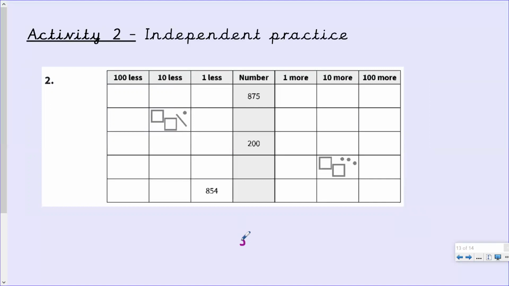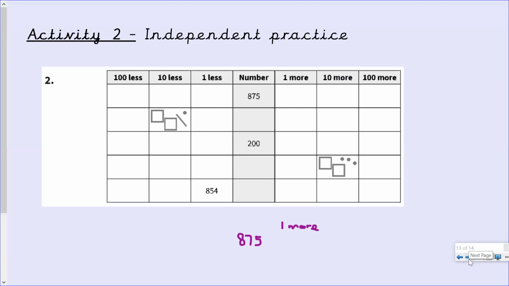You will have the number 875, and then you will label 1 more, and you would draw your representation here, and you would label 10 more, you would label 100 more, and so on. So complete this and make sure you take a picture of this activity to put onto Tapestry. Once you have finished with this activity, you can play the video again, and there's a challenge for you to get on with.